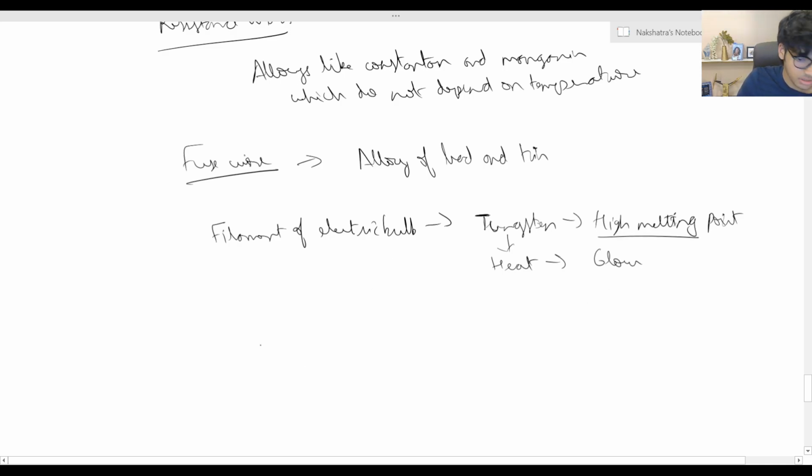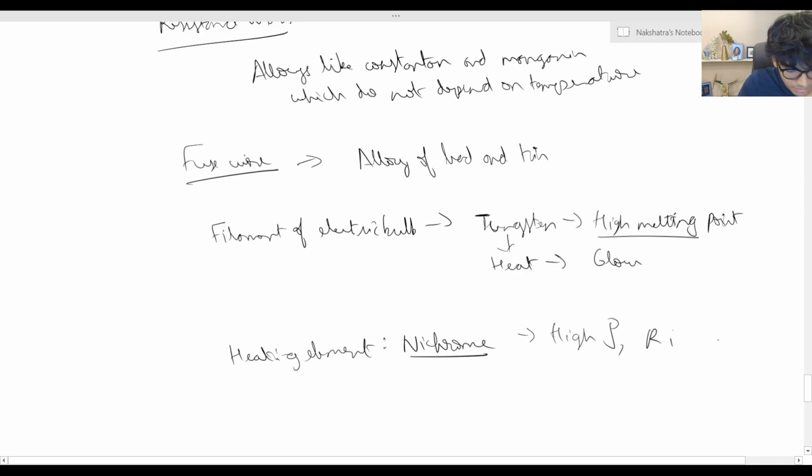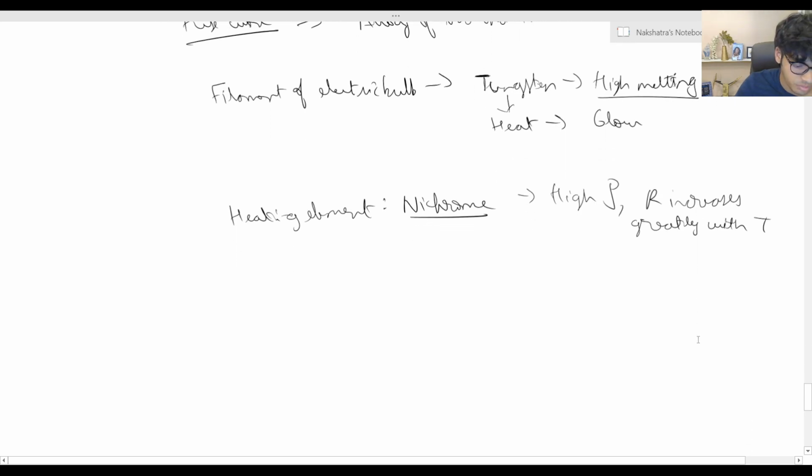Then lastly you have the heating element. Okay, the heating element is used for your heater, toaster, oven. And we use a nichrome wire because it has high specific resistance and R increases greatly with temperature. Okay, these are things that you have to remember.